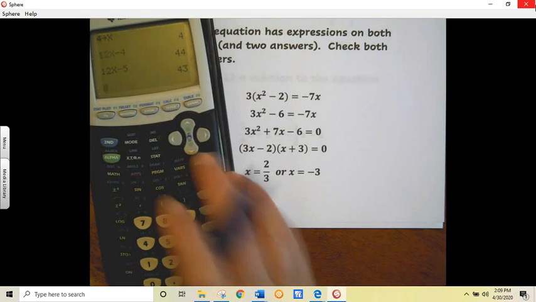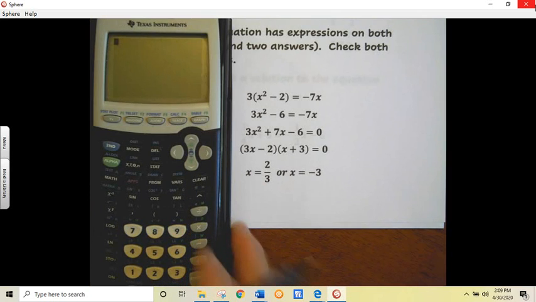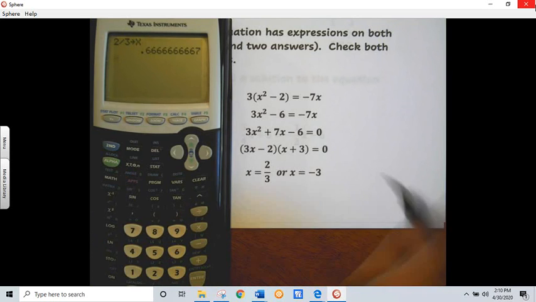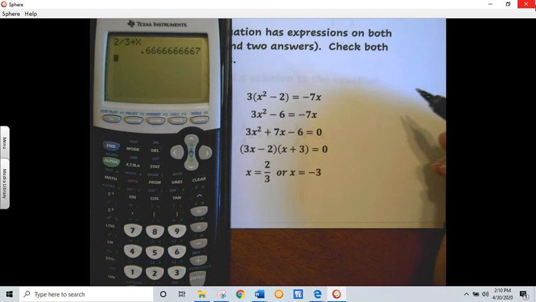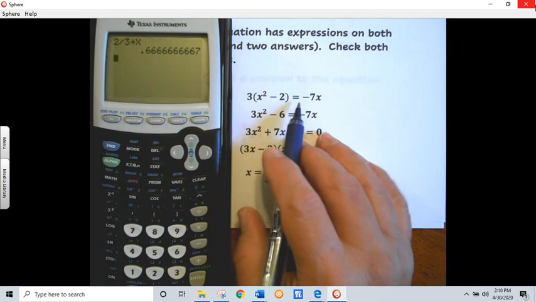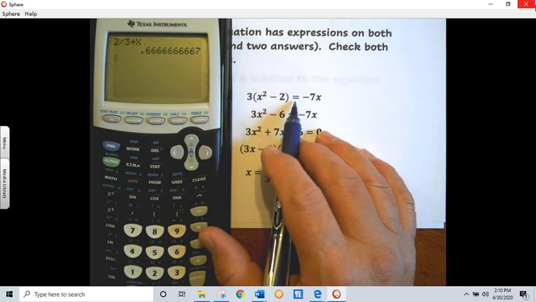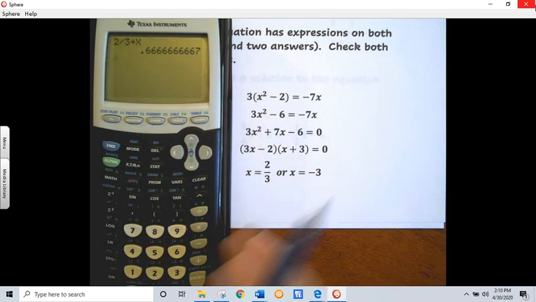You're going to take 2/3, 2 divided by 3, and once again you're going to hit that store key, and you'll store that as the new value of x. You'll see the decimal version of 2/3 display there. And now we're going to see if the left-hand side is equal to the right-hand side. So you just type them.